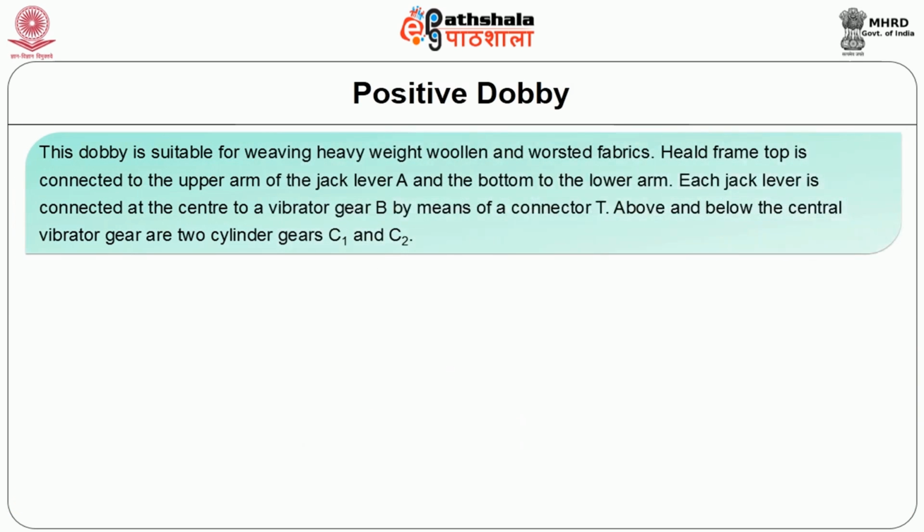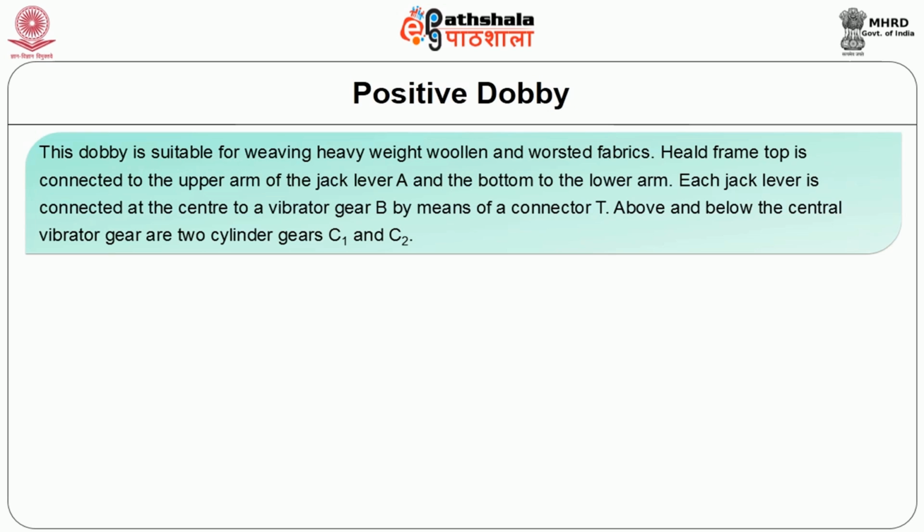The Dobby is suitable for weaving heavyweight woolen and worsted fabrics. The heeled frame top is connected to the upper arm of the jack lever A and the bottom to the lower arm. Each jack lever is connected at the center to a vibrator gear B by means of a connector T.